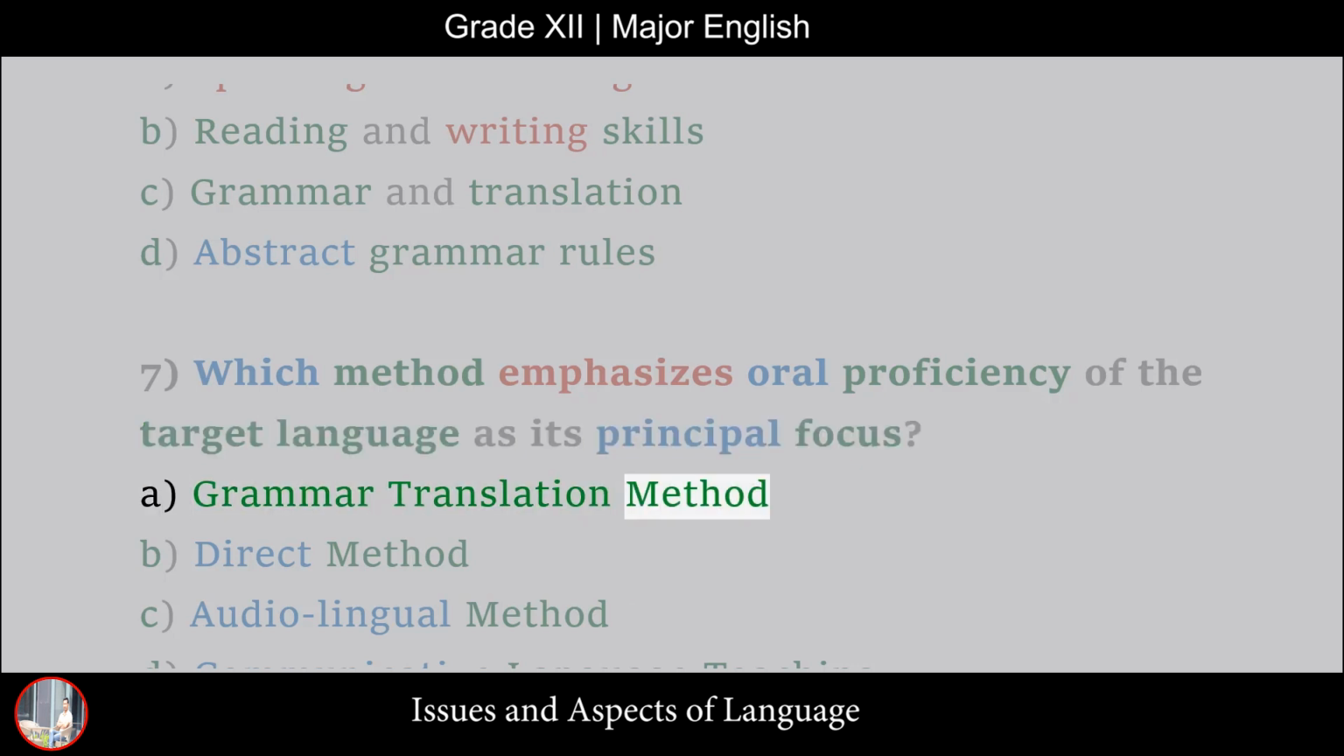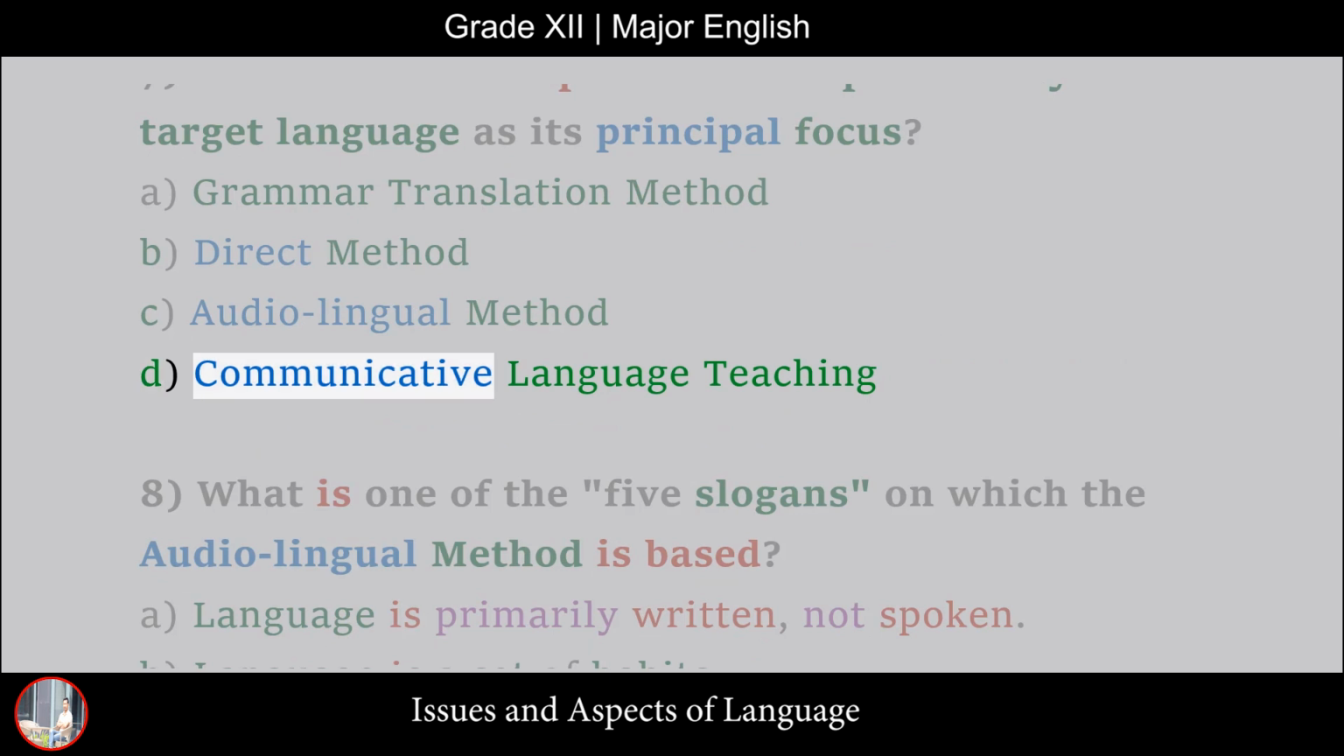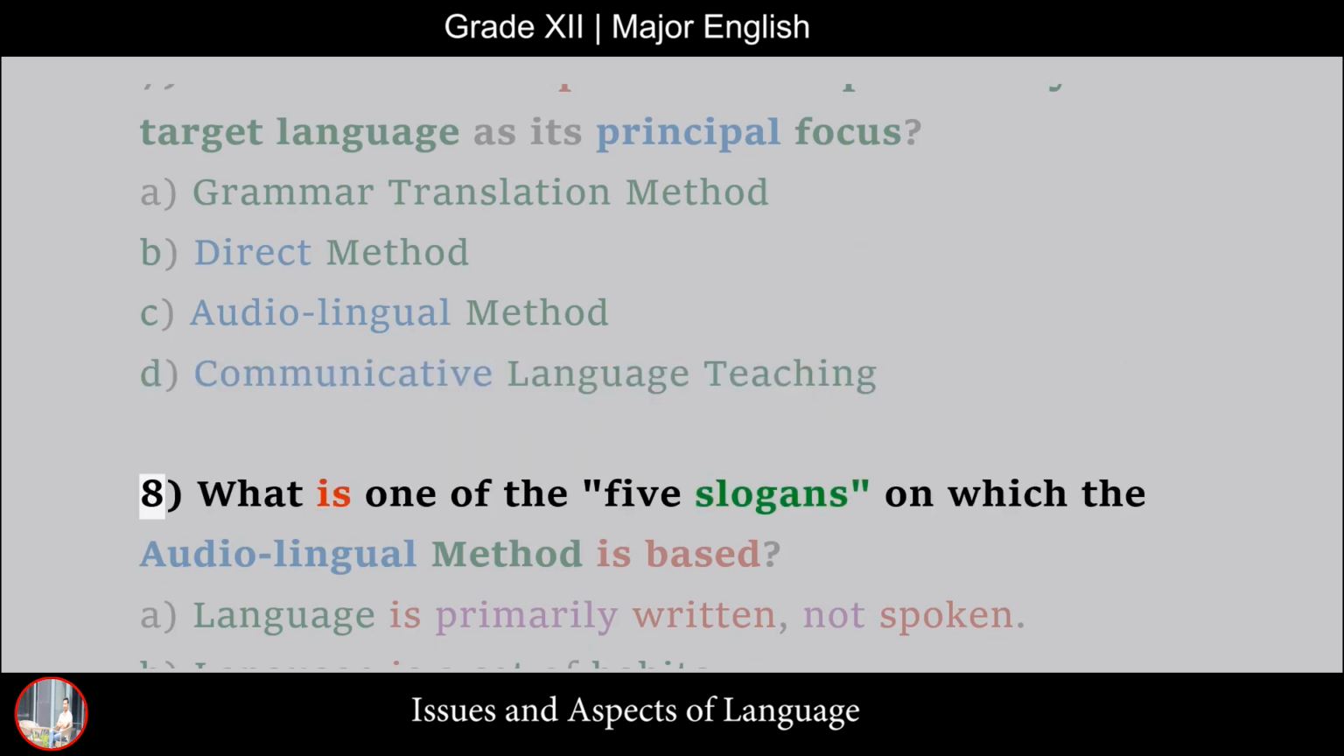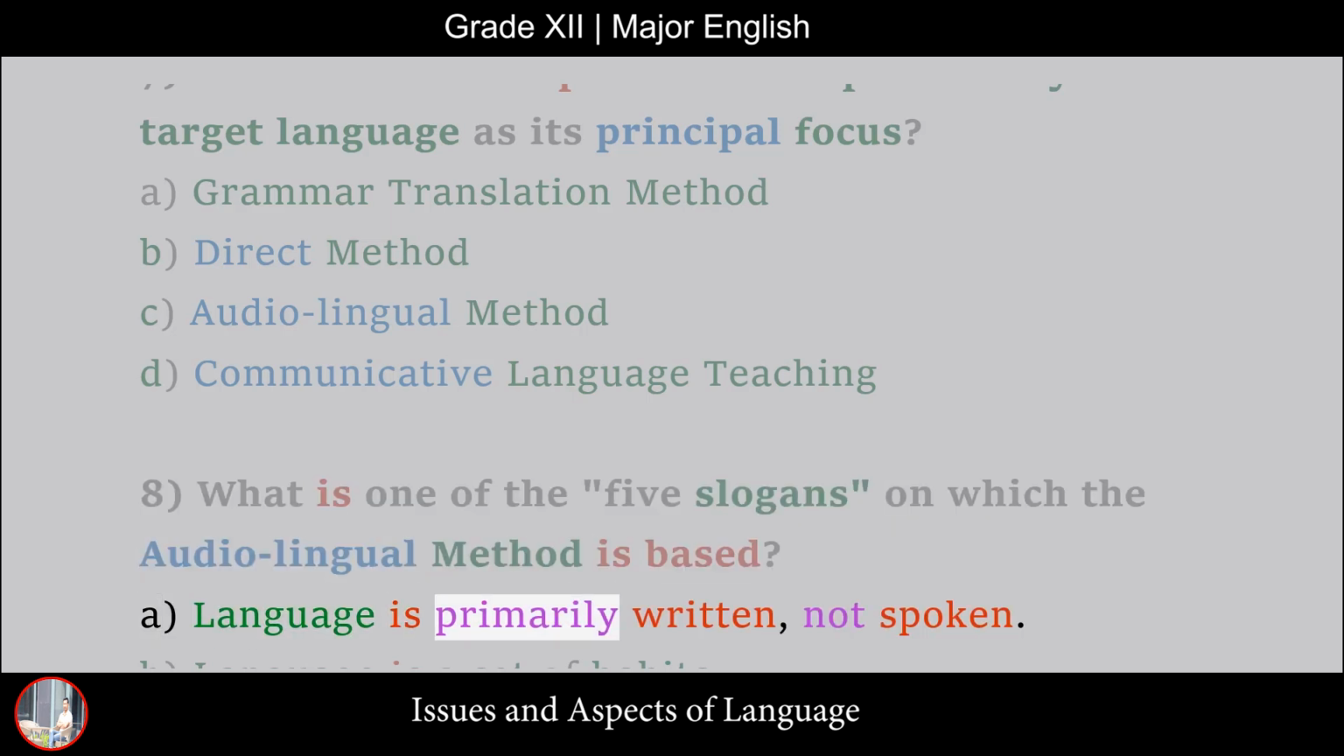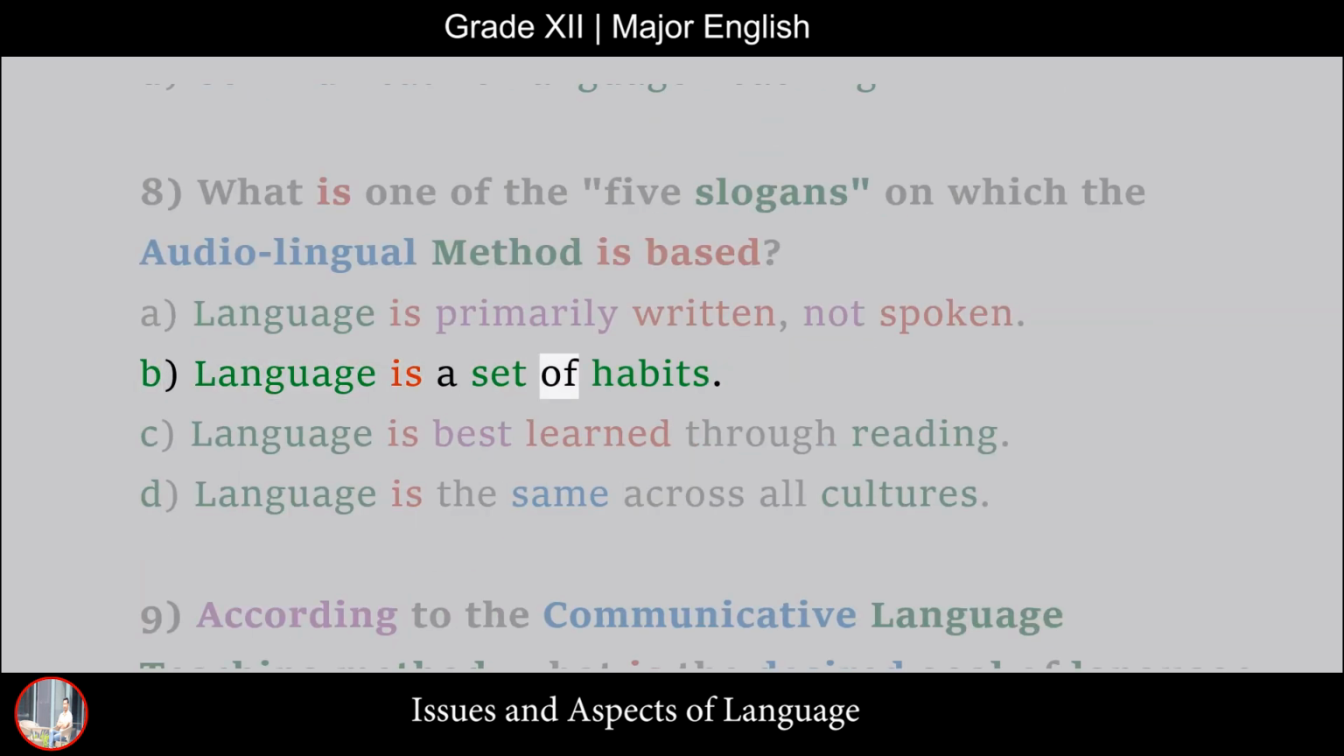7. Which method emphasizes oral proficiency of the target language as its principal focus? A. Grammar translation method. B. Direct method. C. Audiolingual method. D. Communicative language teaching. 8. What is one of the 5 slogans on which the audiolingual method is based? A. Language is primarily written, not spoken. B. Language is a set of habits. C. Language is best learned through reading. D. Language is the same across all cultures.